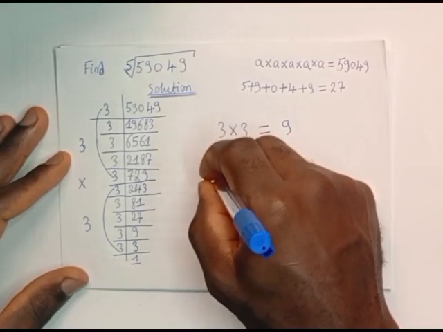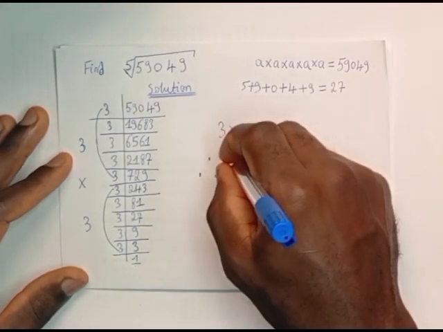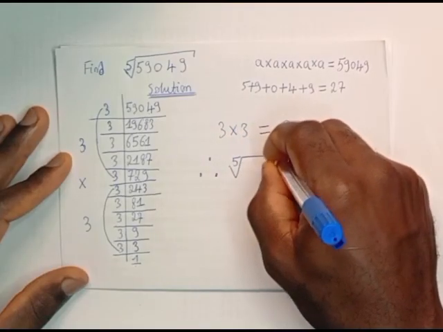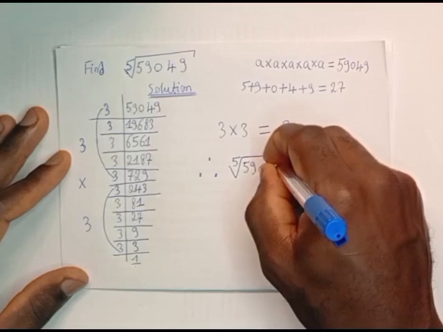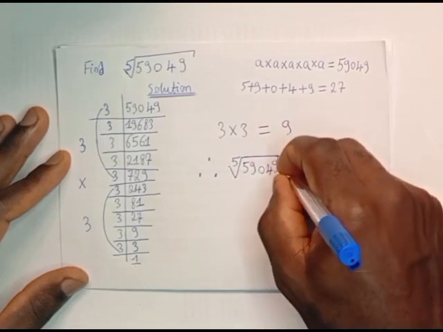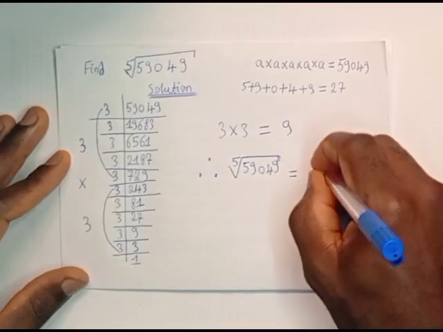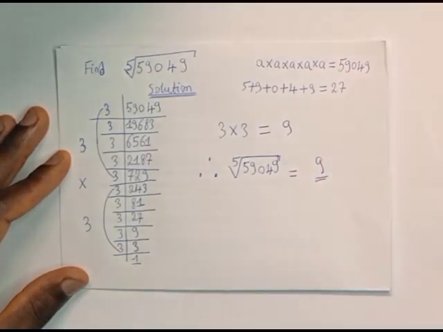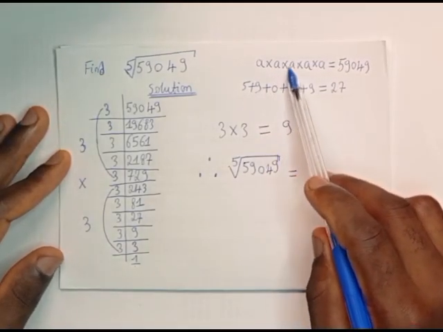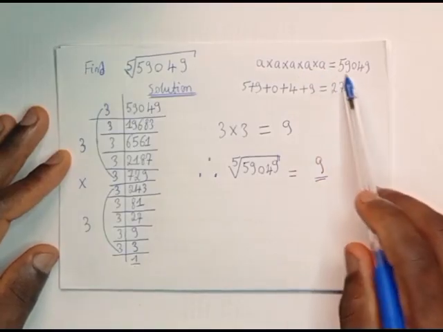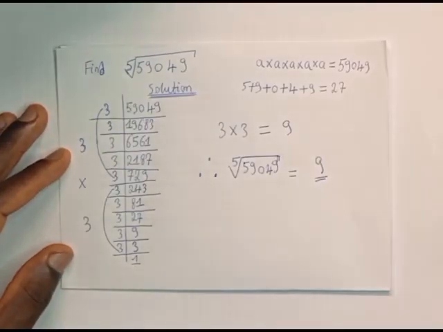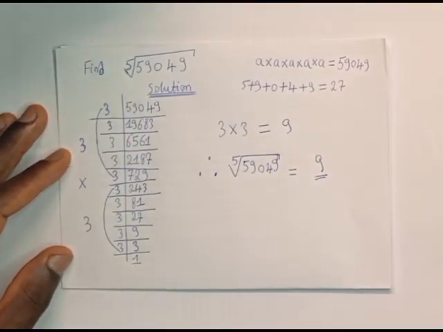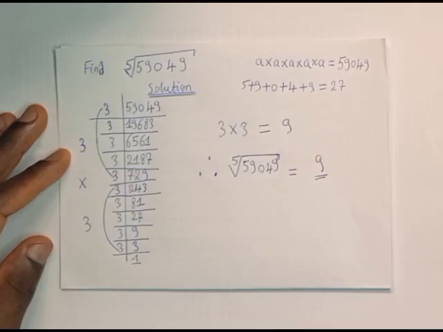Therefore, the fifth root of the number 59,049 is simply equal to 9. We underline the answer. If you take 9 times 9 times 9 times 9 times 9, 5 times, it will be equal to 59,049. This is how we find the fifth root of a given number by making use of the tabular method.